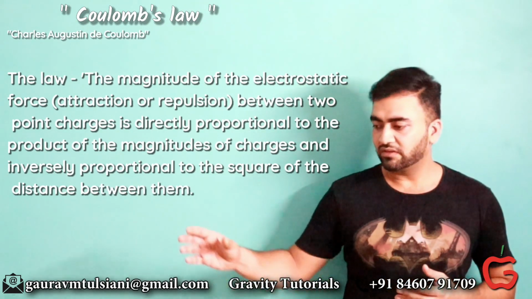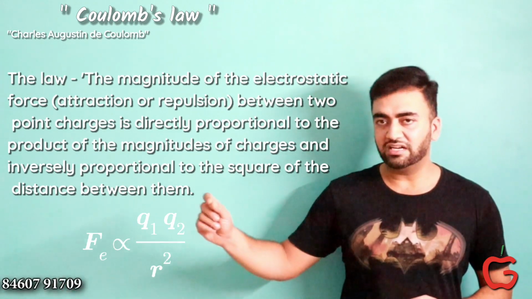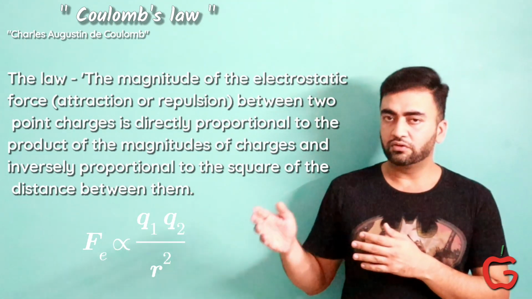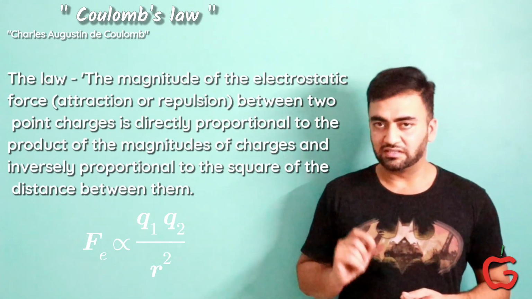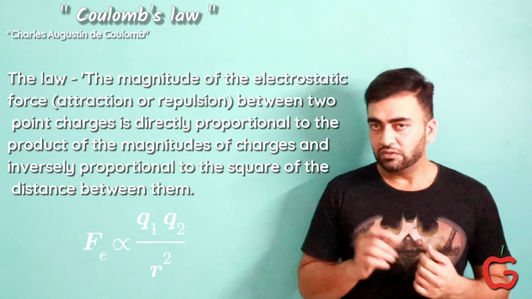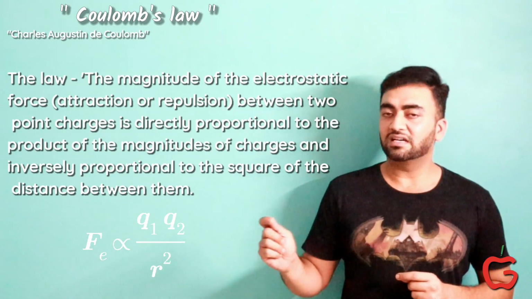Equation wise, we should see Fe, where the subscript E stands for electrostatic. So electrostatic force is proportional to Q1 times Q2 divided by square of distance. Sometimes it's R square and sometimes D square. It's the same thing. So this is the law giving force between charged particles.